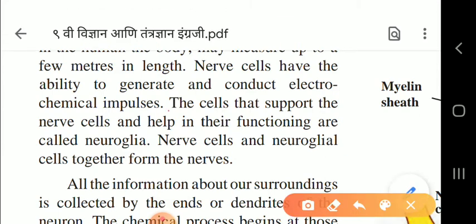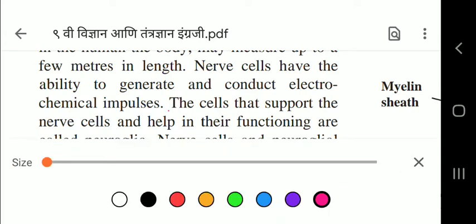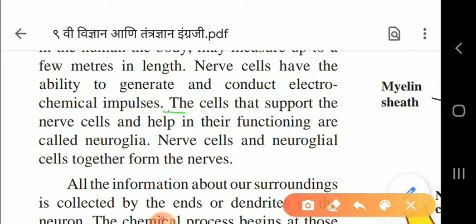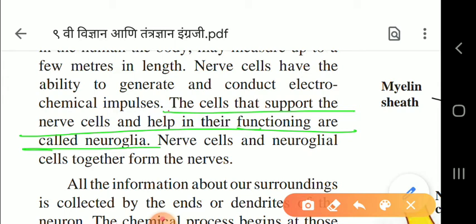The cells, we can see here, the cells that support nerve cells and help in their functioning are called neuroglia. This is important. This is called neuroglia. Now, nerve cells and neuroglia together form the nerves.